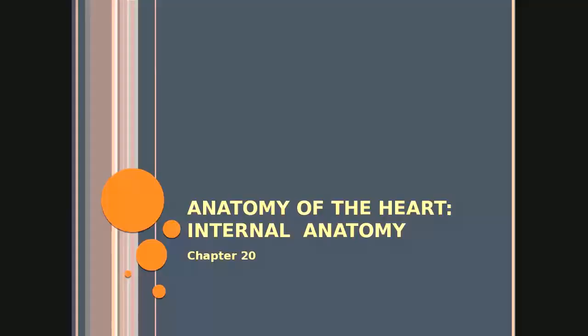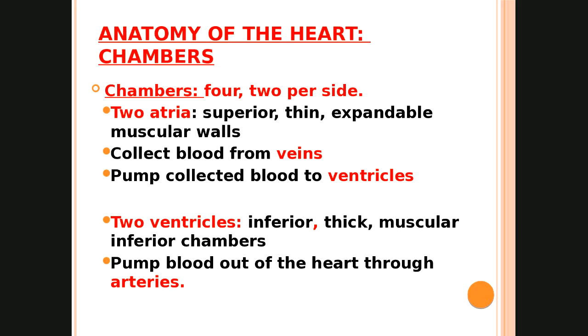Okay. Now, moving on, we're going to talk about the 4 chambers of the heart. We have 2 chambers on each side. The chambers are completely separated. There is no connection between the right side and the left side. The superior chambers are called the atria. So we have a right atria and a left atria.